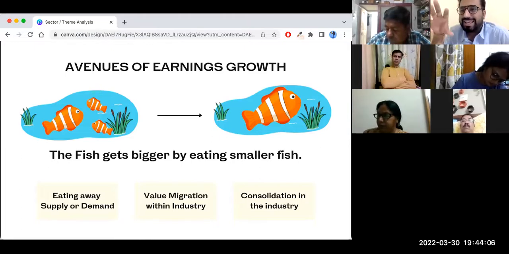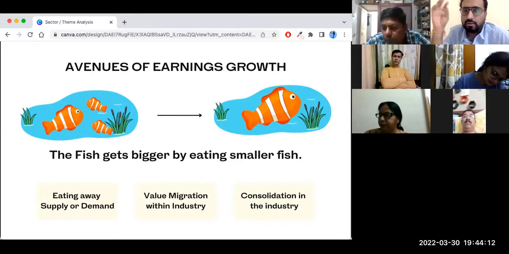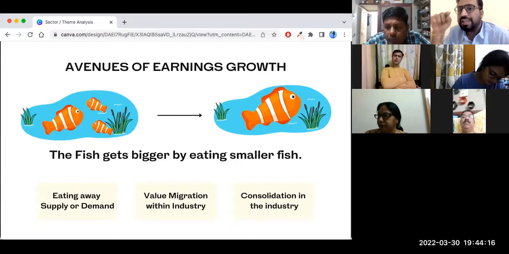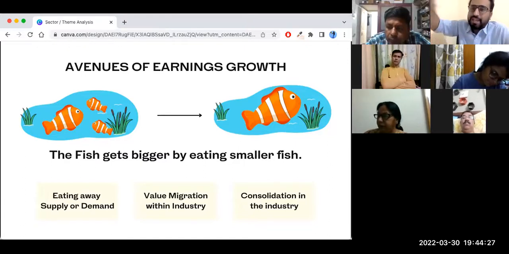Now, a very easy way to keep growing for Cars 24 is to keep growing on the supply side. You have to keep eating away the supply side, which is you have to keep buying. So Cars 24 has to keep buying used cars from people.